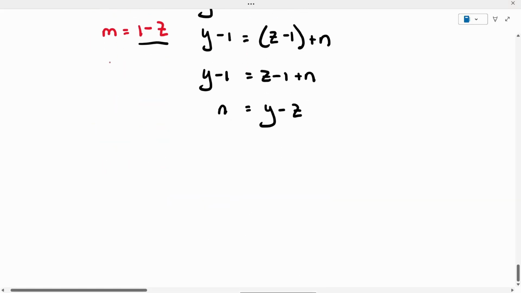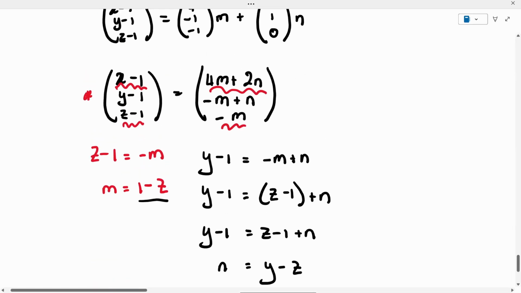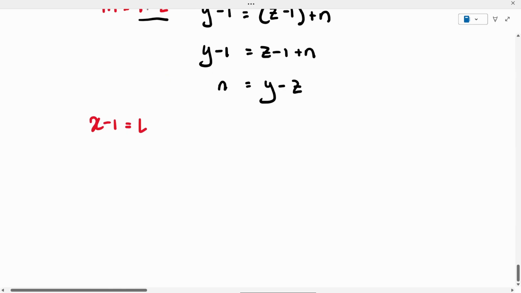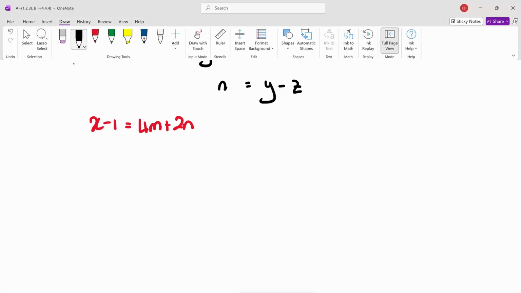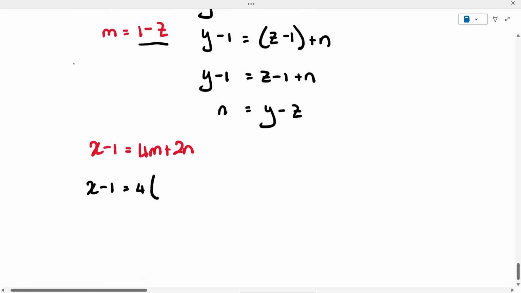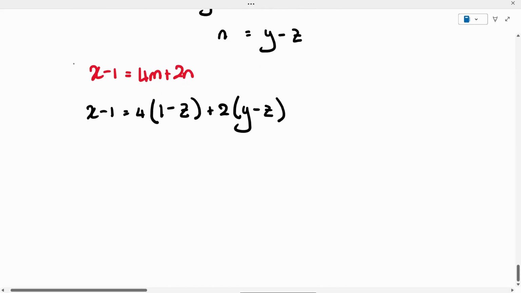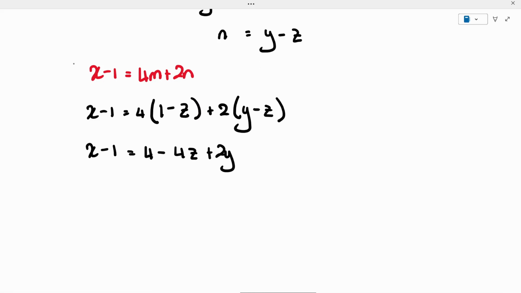Right? So I have x minus 1 is equal to 4m plus 2n. Right? So x minus 1 is equal to 4. What's our value for m? It's 1 minus z. Plus 2 was our value for n. It's y minus z. And I could expand, I'll get x minus 1 is equal to 4 minus 4z plus 2y minus 2z.